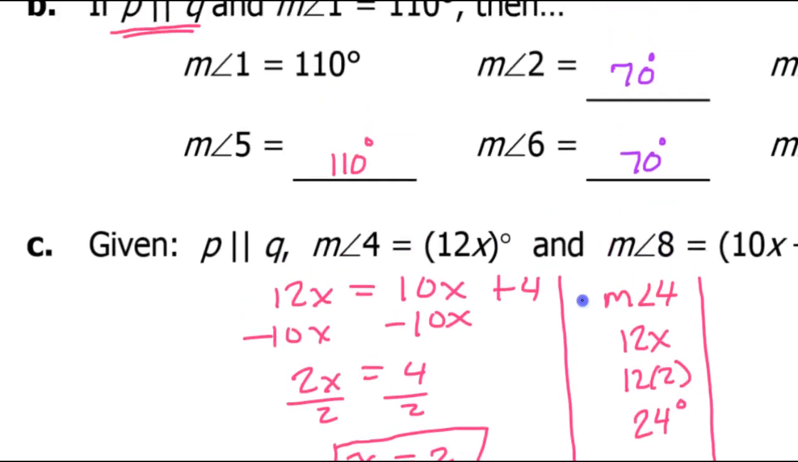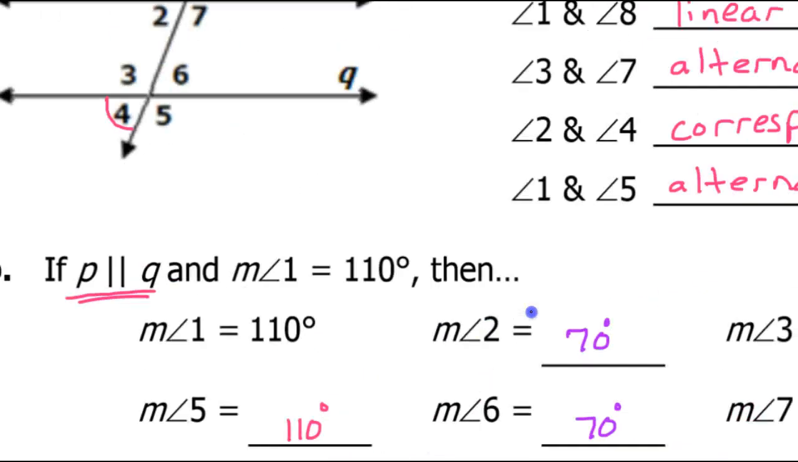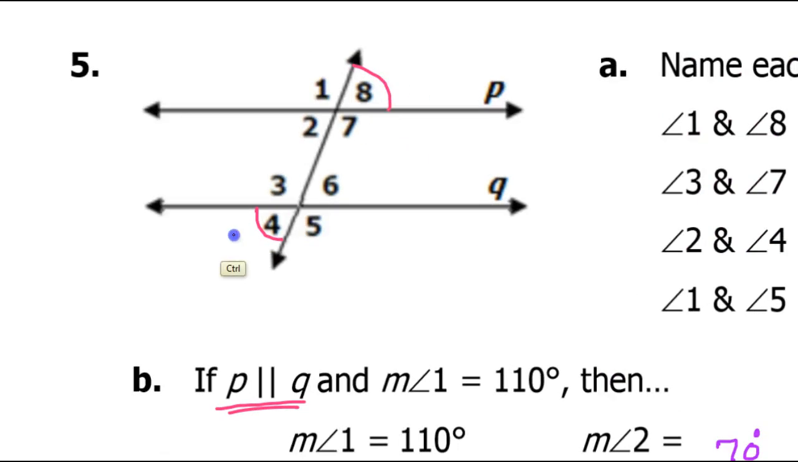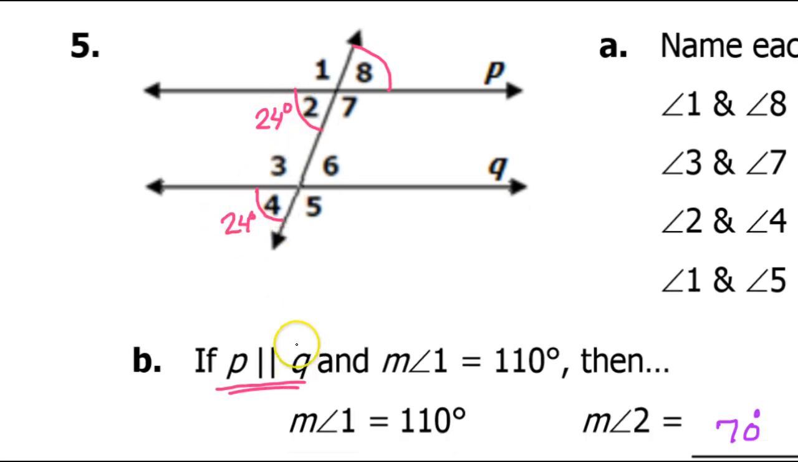Okay, so keep that in mind. The measure of angle 4 is 24 degrees. So that means this is 24 degrees. So the question is, how does that compare with angle 2? Well, angle 4 and angle 2 are corresponding angles, so they will be congruent if the lines are parallel, which they are. So the measure of angle 2 will also be 24 degrees. And again, notice how they both look acute, so you know they should be congruent if the lines are parallel.